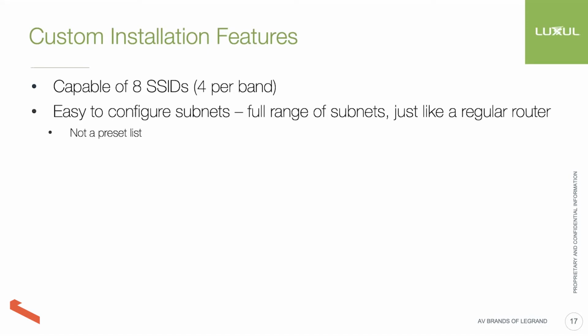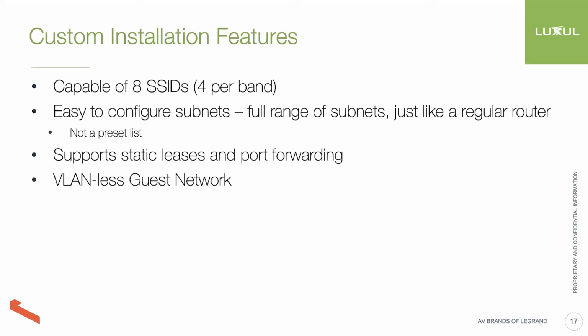Like I mentioned earlier, there's a full range of subnets. You can just manually type in what you want them to be. It's not just a preset drop-down list. Static leases and port forwardings. It is a VLAN-less guest network, so you can just literally click the button, yes, I want a guest network, and it will automatically generate that for you within the mesh. It is a separate subnet, so there is security and separation there.